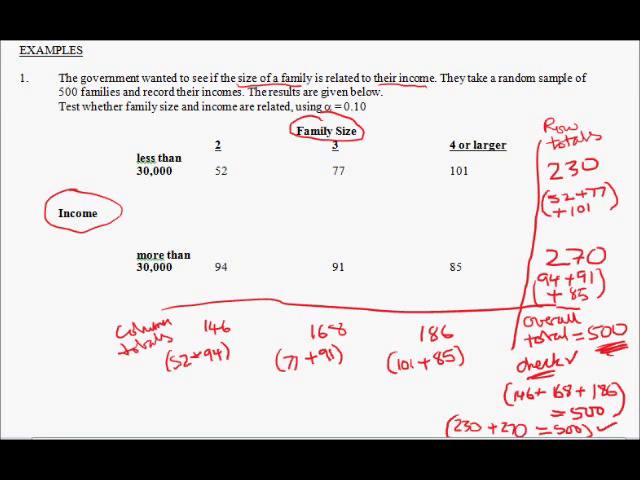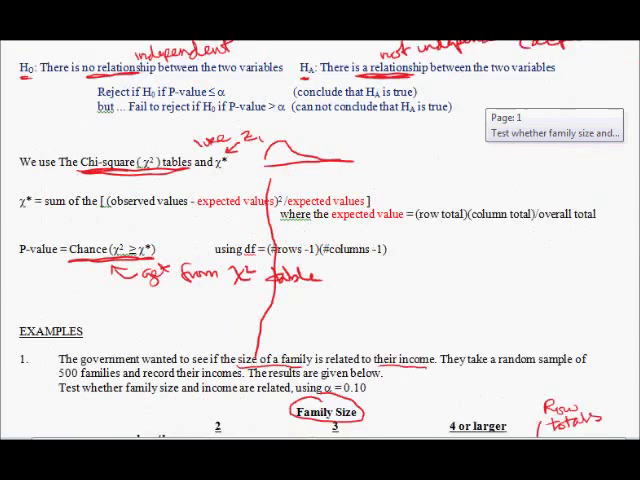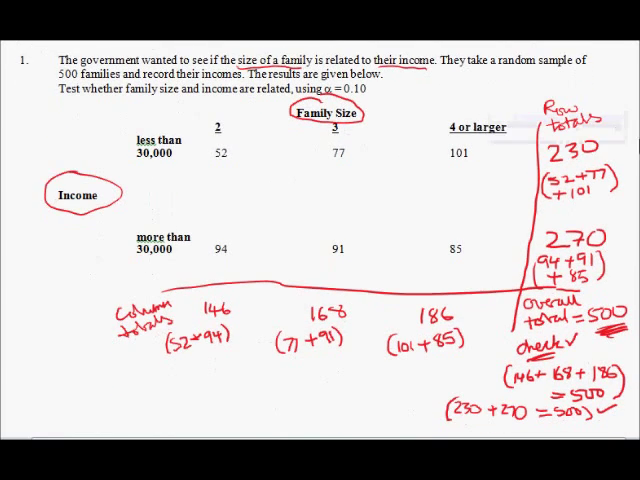So I've got my column totals, got my row totals. What I want to do now is break this up so I can get a little more space. Something weird happened there, so let me delete that. Let me try it again.